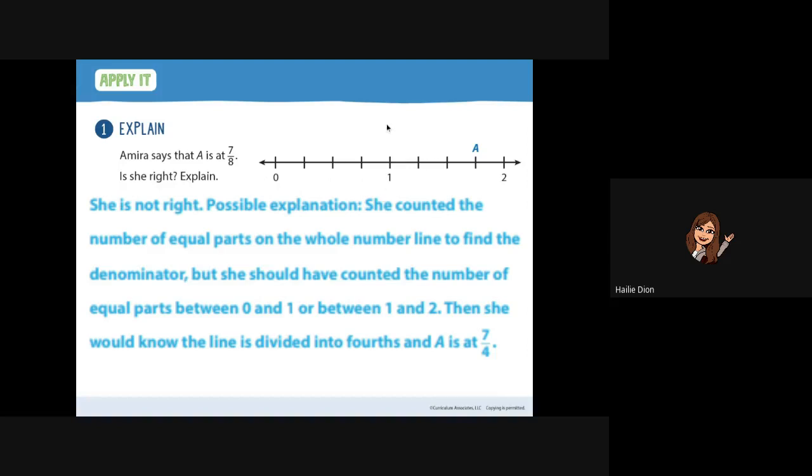Because remember, fractions label the in between of two whole numbers. So you need to stop after you hit the 1, and that's what your denominator is going to be. If you go to the 2, that is not correct. You need to go in between one set of whole numbers. So then she would know the line is divided into fourths instead, and then she would have gotten 7/4 like we did.